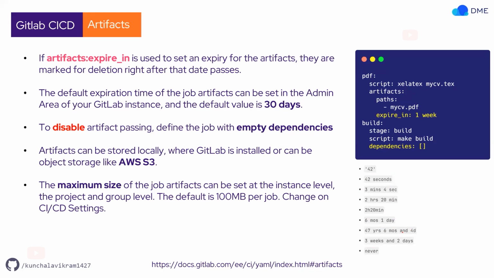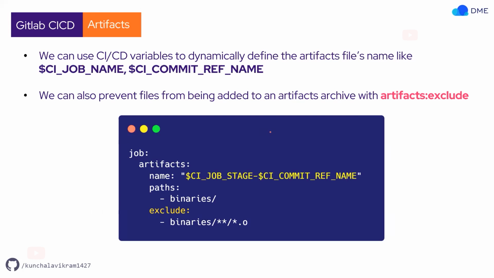You can also set artifacts to be never. By default, GitLab stores all the artifacts if you don't mention the expiry date, so they will be stored for 30 days. Also, if you have multiple artifacts that you're trying to use, instead of only using the paths, for each artifact you can also give the name. And you can also exclude some data. Let's say I don't want .o files from all the files and folders inside this binaries directory, then you can use exclude.